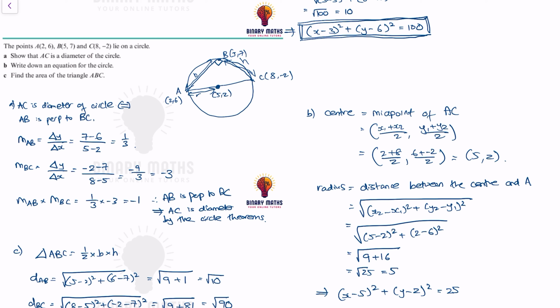of 90. So the area of triangle ABC, which is half base times height, is equal to half times root 10 times root 90, which is half of root 900, which is half of 30, which is equal to 15 units squared.